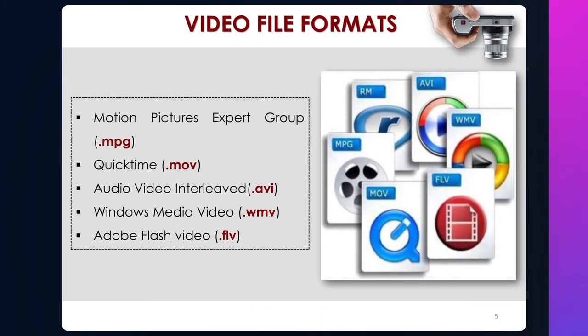So here are examples of video file formats. First is Motion Picture Experts Group, also known as MPG. Second is QuickTime .mov, Audio Video Interleave, AVI, Windows Media Video, WMV, and lastly, Adobe Flash Video, .flv. So all of these are examples of video file formats.